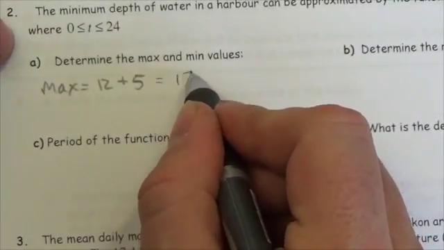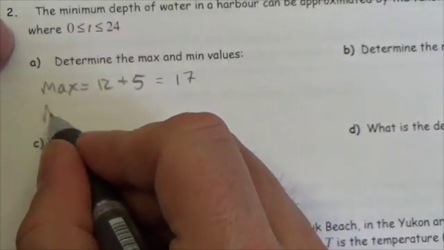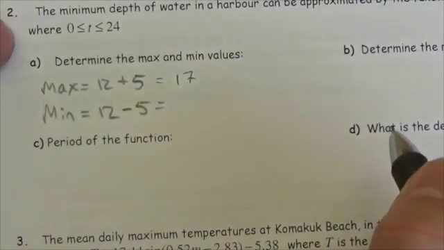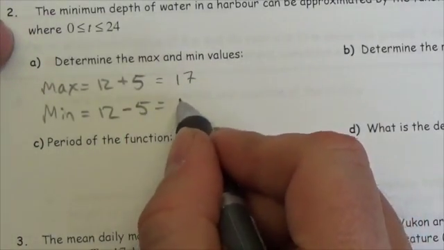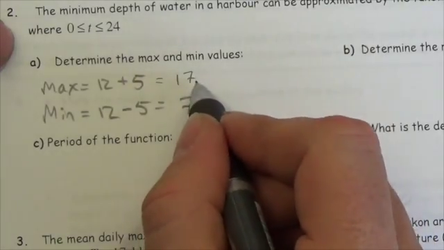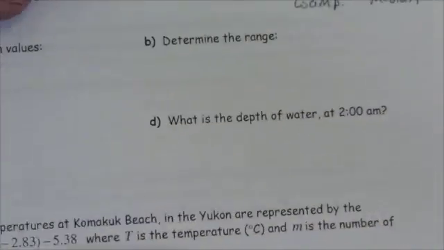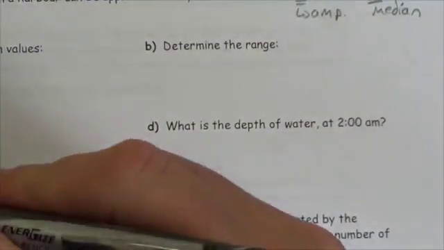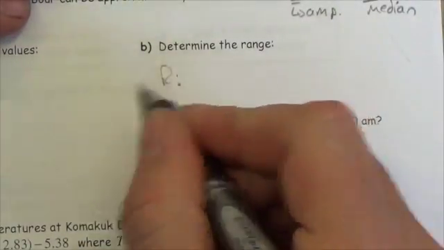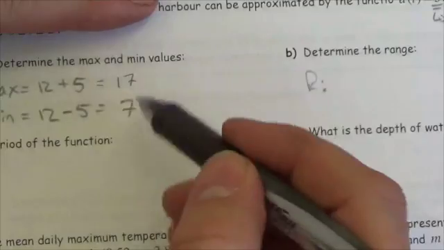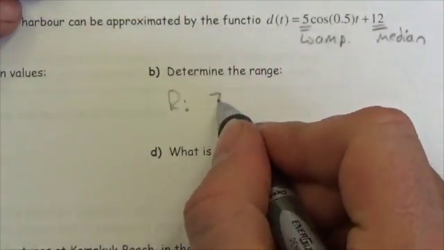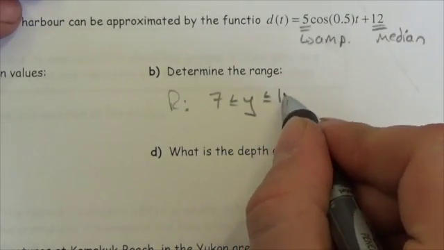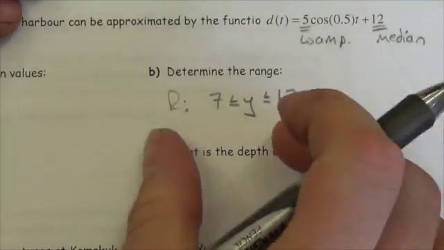So the maximum here is going to be 17. The minimum will be the middle value, the median, but this time we're going to subtract that amplitude from it. So in this case, 12 minus 5 is going to be 7. So the maximum value is 17, the minimum value is 7. Now that leads directly into this next question, determine the range. Well, the range is identified by these values right here, the maximum and the minimum. All of the values of the y-coordinate here are going to be greater than or equal to 7, but at the same time less than or equal to 17. So there's our range.